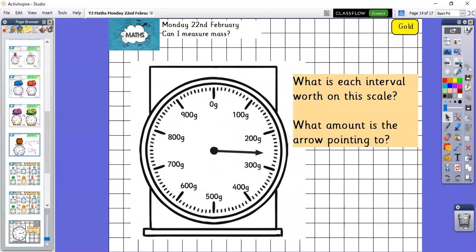Okay, so for your gold task this time, I want you to look at the intervals on this scale. So have a little look. We start at 0. We've got some big bold intervals here. Each seems to be going up in 100s. But then what is each of these little intervals in between worth? Pause the video here and see if you can work out what the intervals are worth and then what amount the arrow is pointing to.